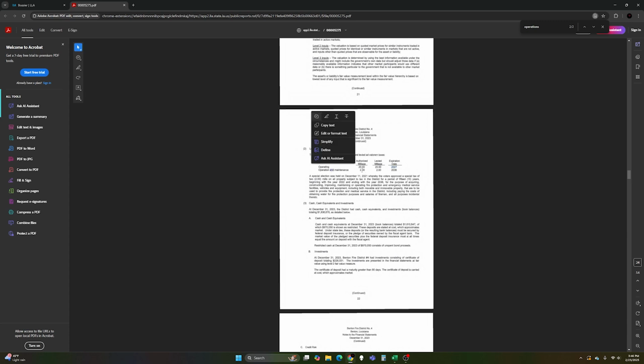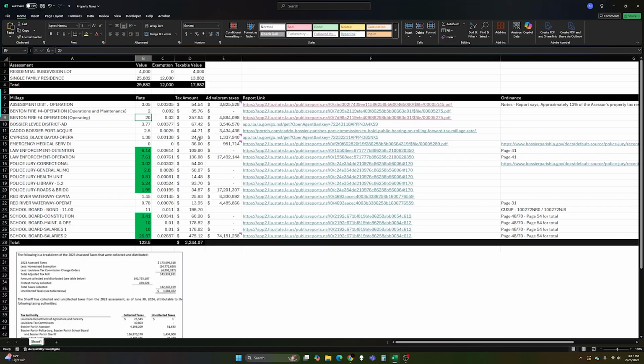So this one has a millage rate of 2, ends in 2036. And those right here have generated this much money also as of 2023. And so that's one of our larger millage rates. Here is $357.64 goes to just District 4, the operating costs of it.